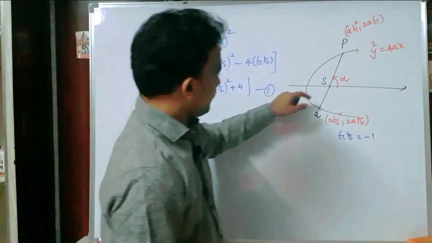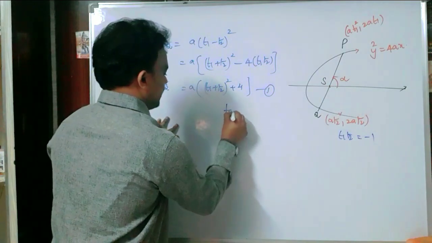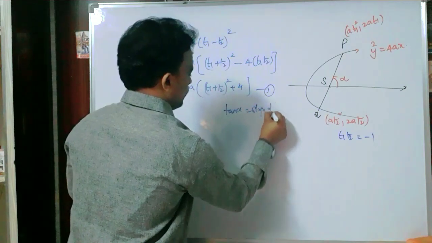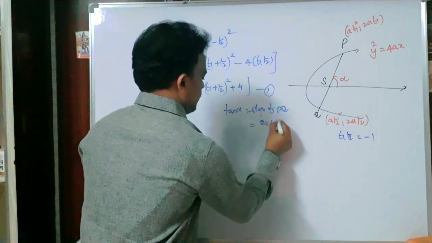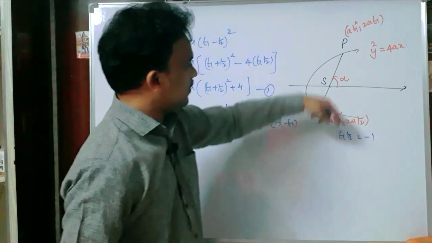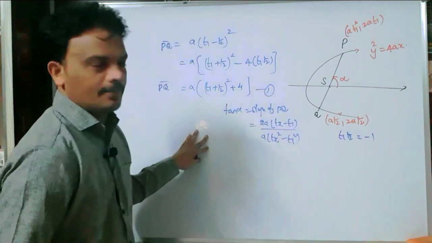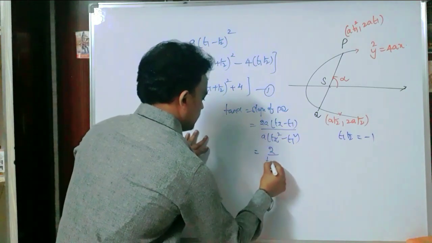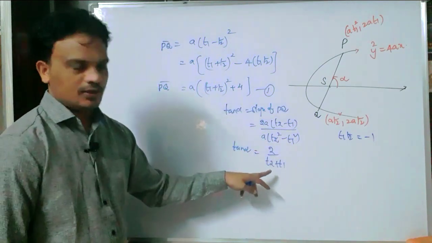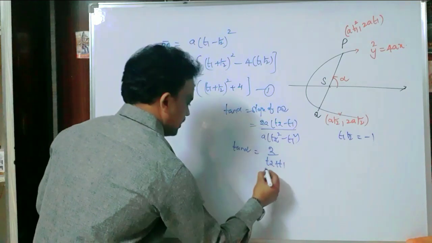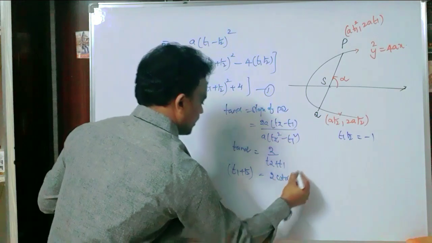So, first of all, if the focal chord makes an angle alpha, what is tan alpha? Tan alpha is nothing but the slope of PQ, right? Come on, please find out the slope of PQ, which is y2 minus y1 by x2 minus x1, that is 2a of (t2 minus t1) by a of (t2 square minus t1 square). So, which is 2 by (t2 plus t1), and that is tan alpha. So then t1 plus t2 is 2 by tan alpha, which is 2 cot alpha.